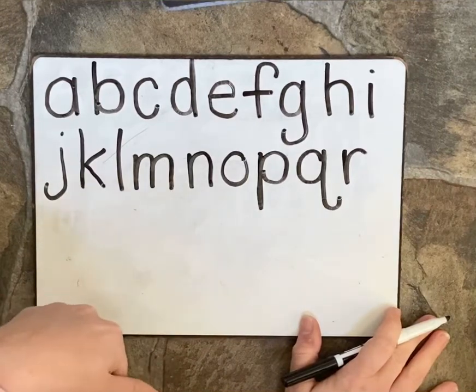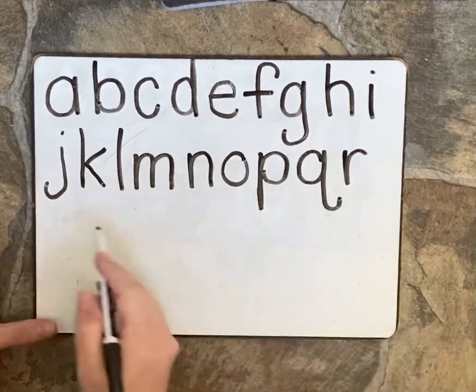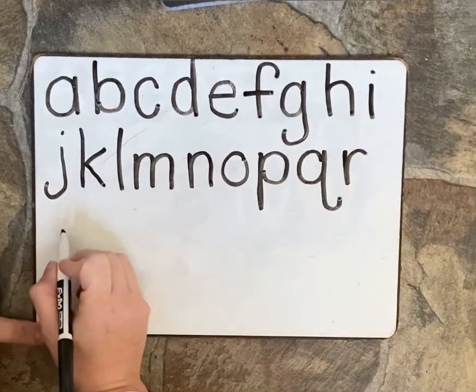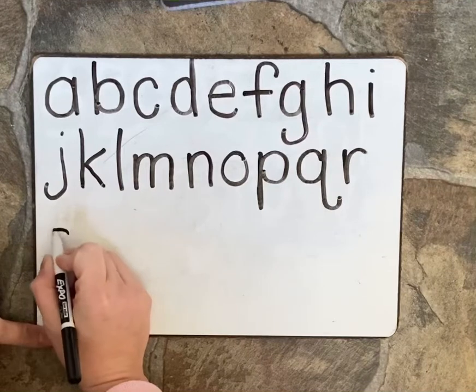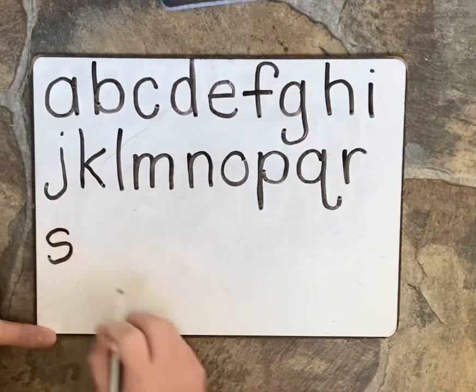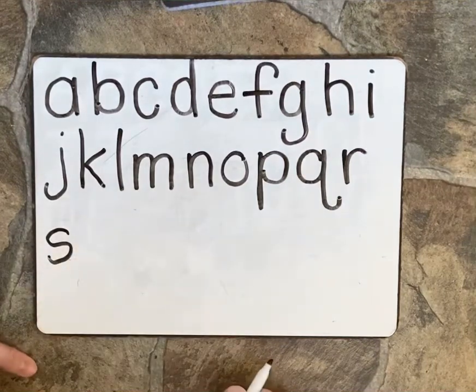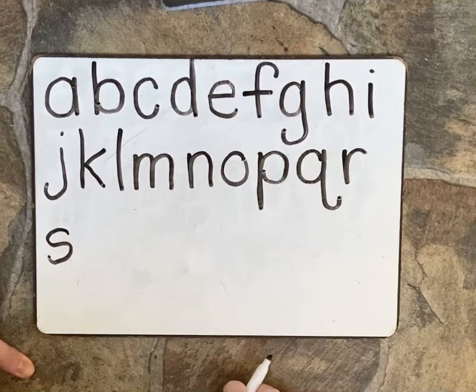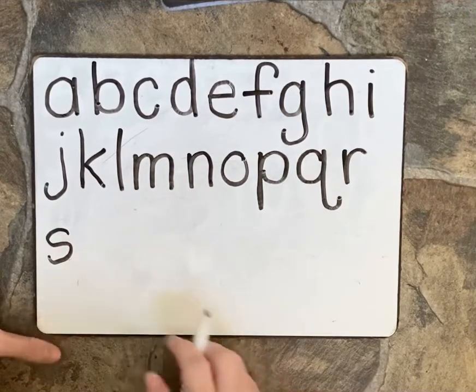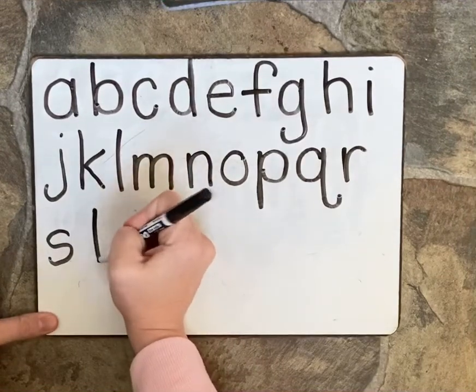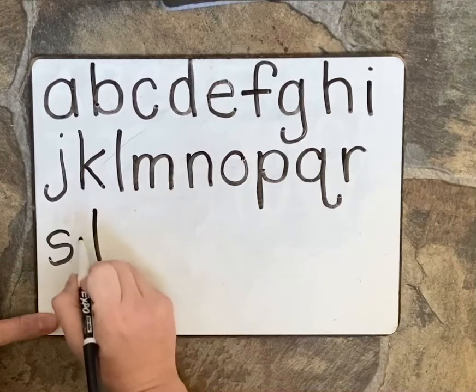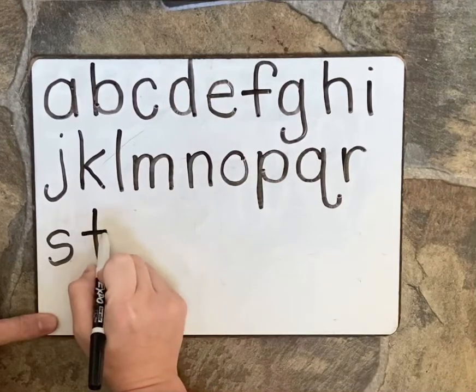What's my next letter? S. Lowercase s looks just the same as uppercase S. It's just smaller. You're going to curve and curve back for your S. And the next one is T. We need a lowercase t. Start like an L, okay? So pull down, and then what do you need? Yep, a cross in the middle.